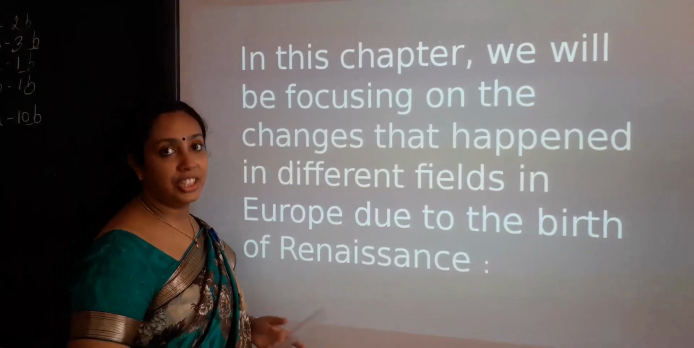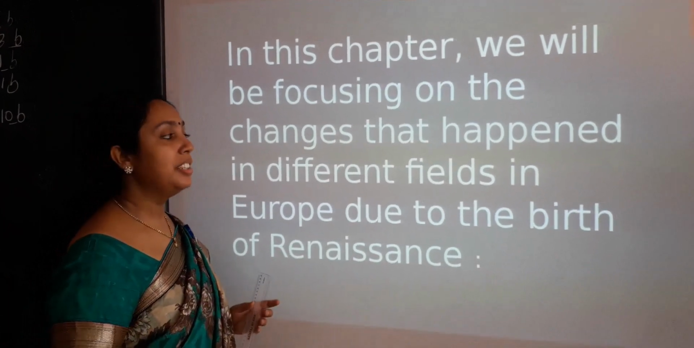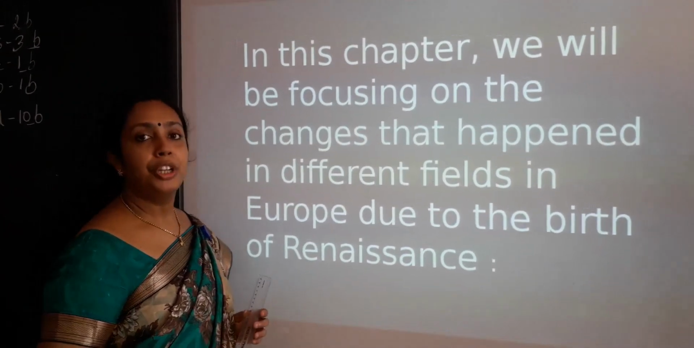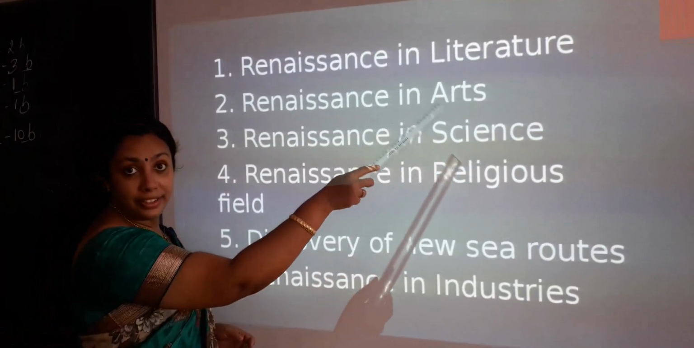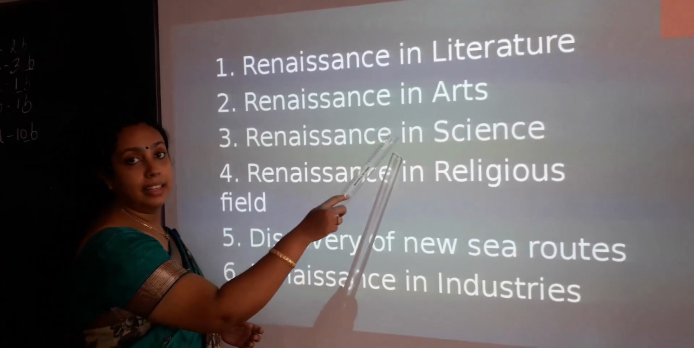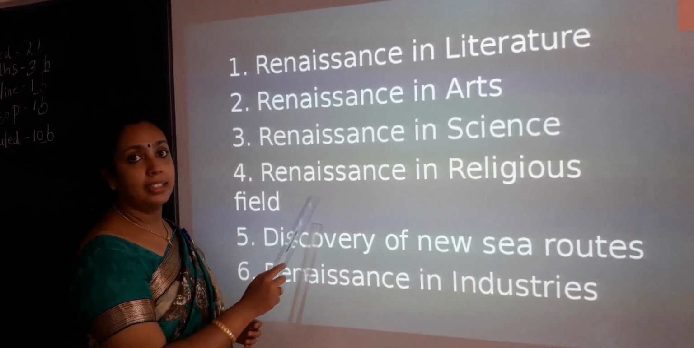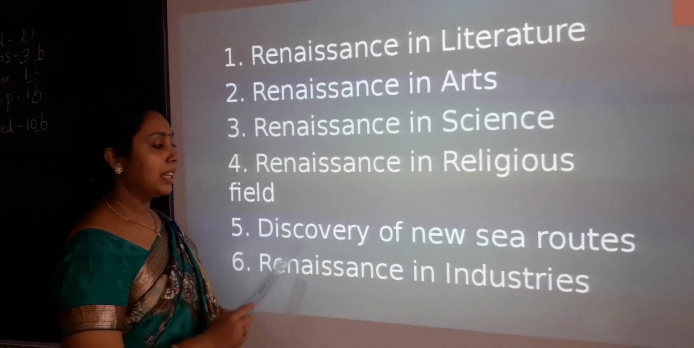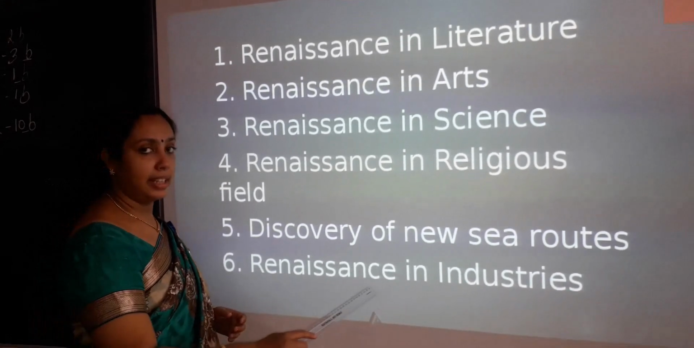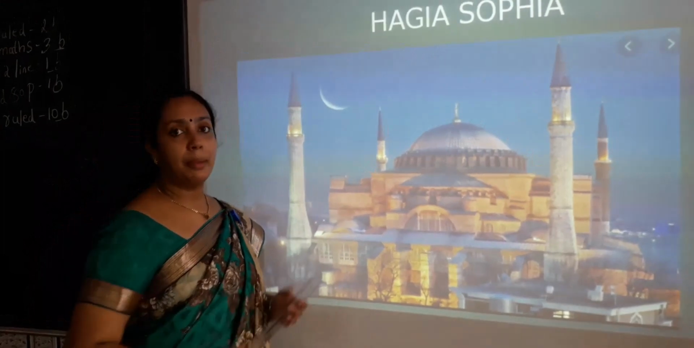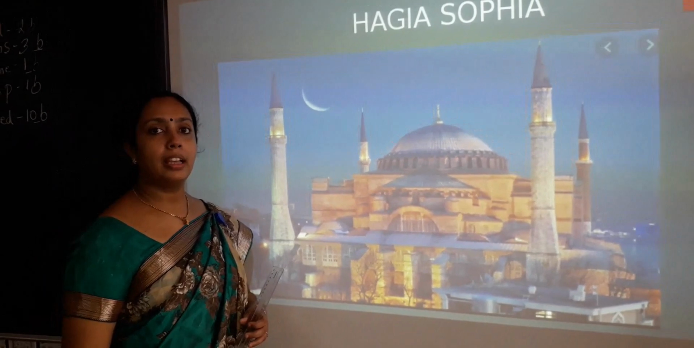So students, in this chapter we will be studying the changes that happened in different fields in Europe due to the birth of Renaissance. They were Renaissance in literature, Renaissance in arts, Renaissance in science, Renaissance in the religious field, discovery of new sea routes, Renaissance in industries. This chapter begins with a beautiful picture of Hagia Sophia.